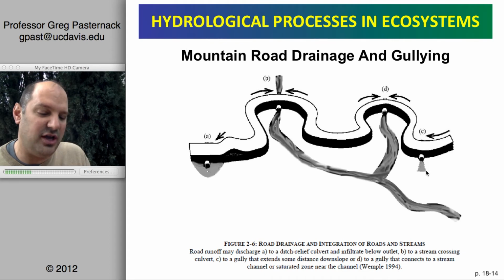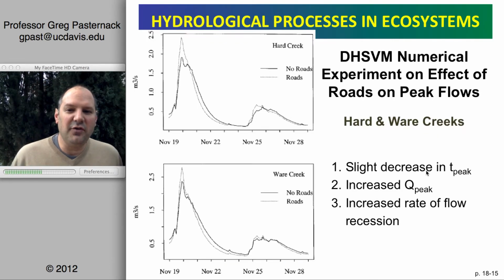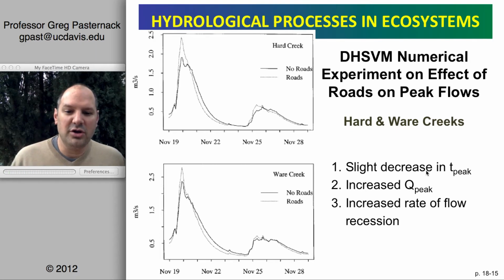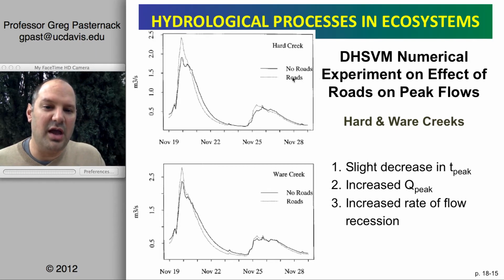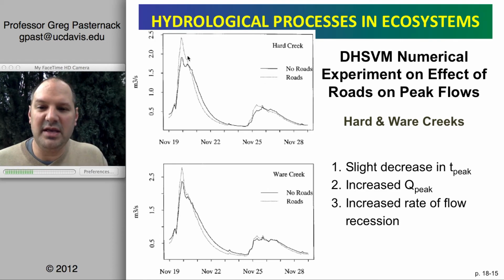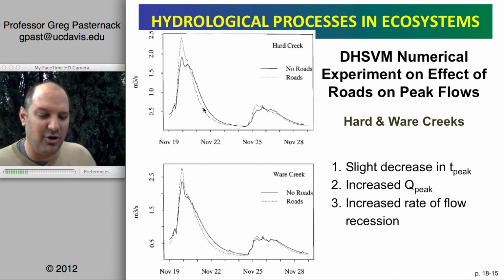So if we compare the DHSVM model results for the two different creeks, either using the roads or not using the roads, the no roads is the solid line, roads is the dashed line, you can see that the effect of roads is to substantially increase the peak. There's a slight decrease in the time to peak, and there's an increased rate of the recession of the flow on the falling limb of the curve of the hydrograph.